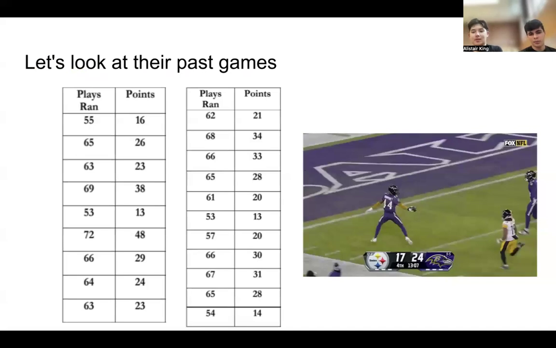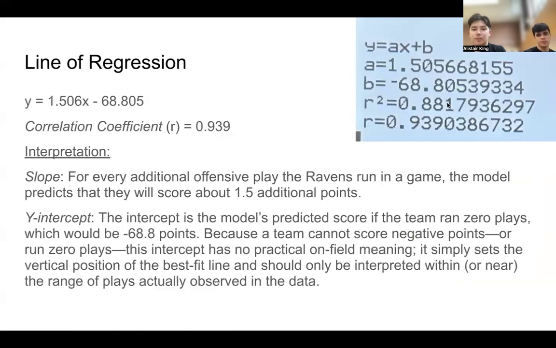So let's look at their past games. We have 20 games that we can look at, and overall the points to plays run ratio is pretty consistent, besides one outlier that we'll get to later, which is this 72-48 point game. So, first thing we did was create a line of regression.